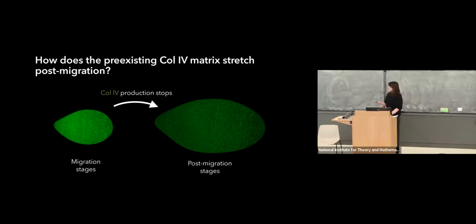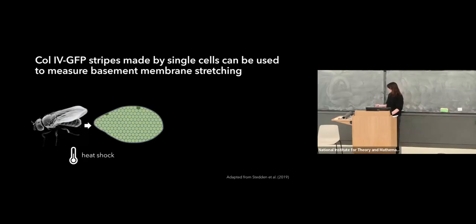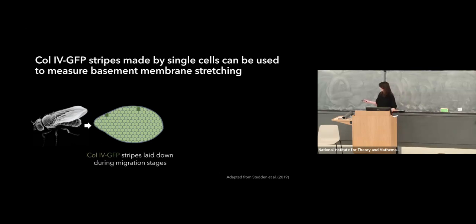But one of my ways to interrogate this was using a fun genetic trick that I can do in flies, where I basically heat shock the female fly and make single cells that are making a fluorescent collagen. You'll remember I showed you earlier that those cells like to migrate as a collective, and they're also depositing matrix as they do so. So now those little single cells are going to deposit these fluorescent stripes of collagen that are going to remain in the matrix and make these little stripes that are about 1 cell width wide.